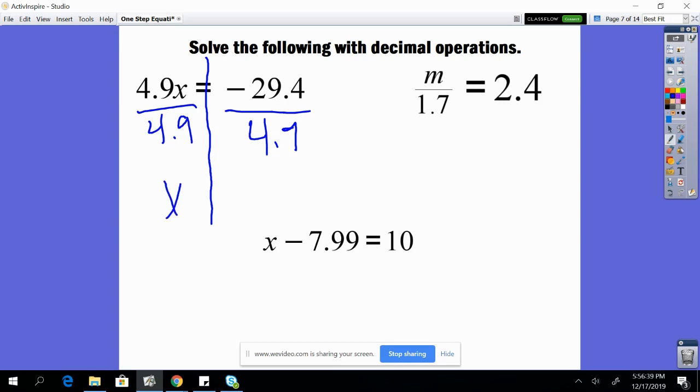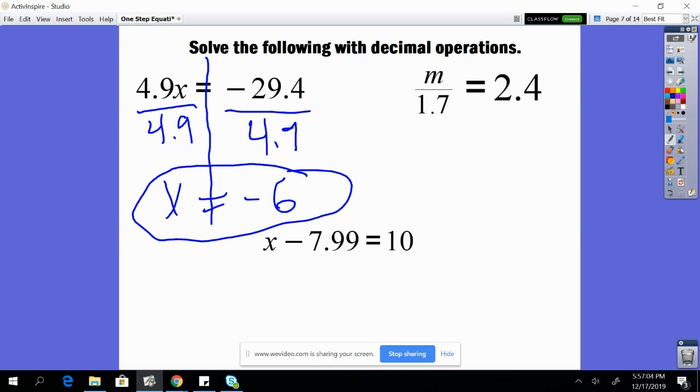Yes, on the SOLs, on map testing, and on my class, you will be able to use a calculator. Okay? So, -29.4 divided by 4.9. x equals -6. Okay?